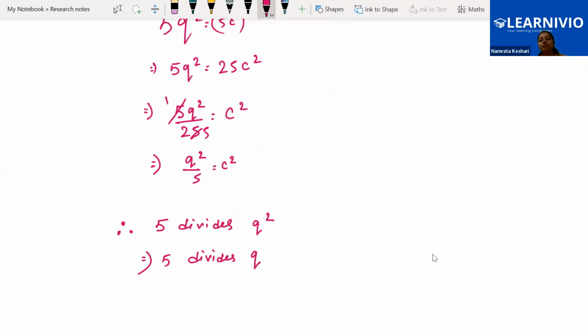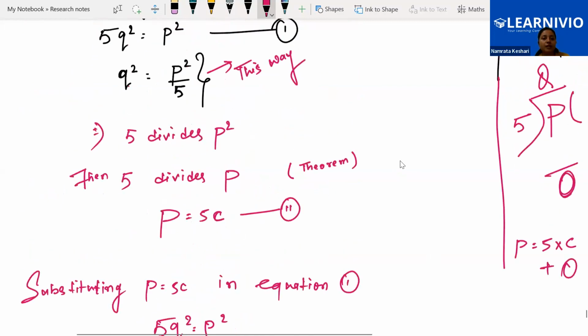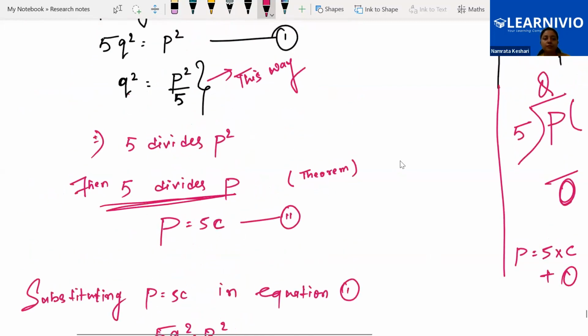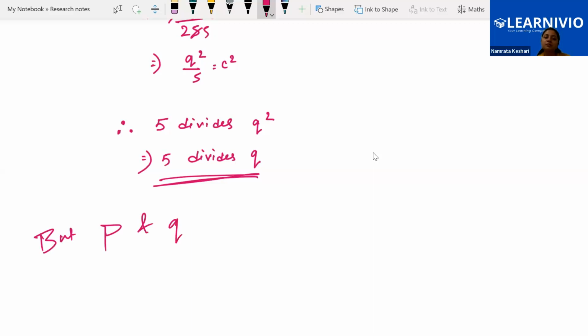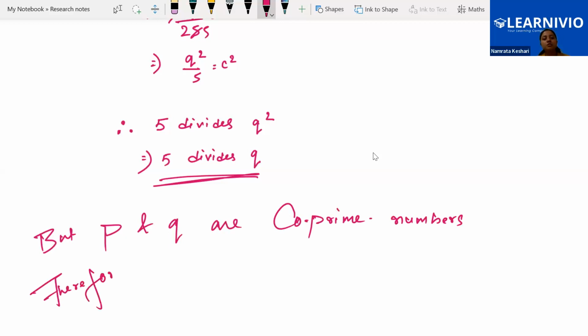But we ended up getting that 5 is dividing Q, 5 is dividing P also. We have already taken P and Q as co-prime numbers, so it is not possible. But P and Q are co-prime numbers, that we have already taken as the assumption initially. Therefore, our assumption that root 5 is rational is completely baseless.